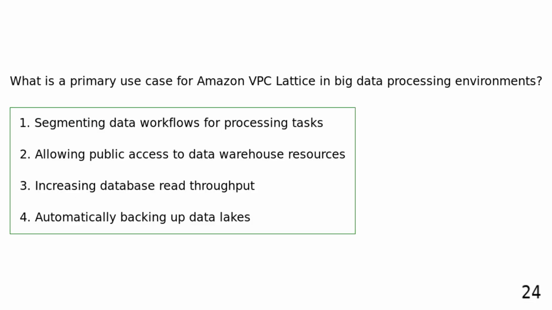What is a primary use case for Amazon VPC Lattice in big data processing environments? Segmenting data workflows for processing tasks. Allowing public access to data warehouse resources. Increasing database read throughput. Automatically backing up data lakes.